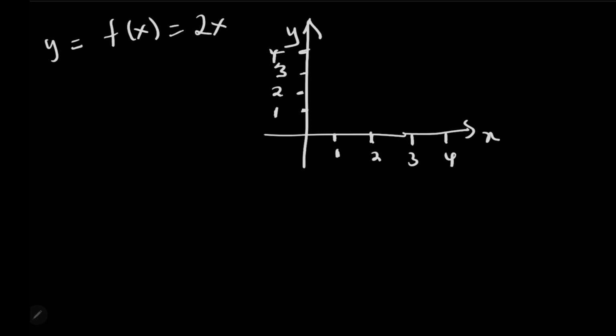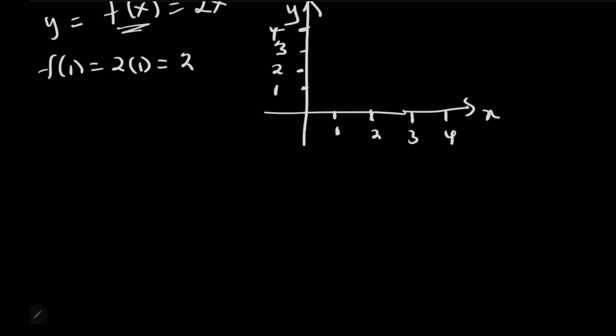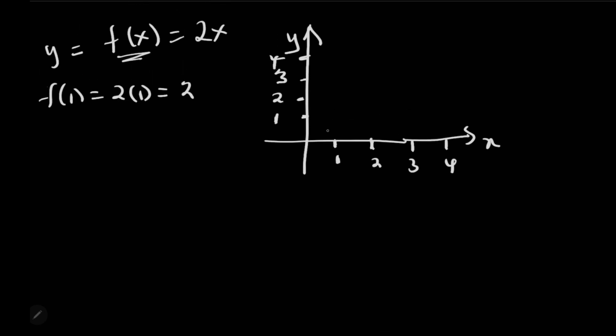The functional value at 1 would correspond to f of 1 would be equal to 2 times 1, which would be equal to 2. So the functional value at 1 is 2. So if you substitute 1 into this function, you would get 2. So you can have a point (1, 2).